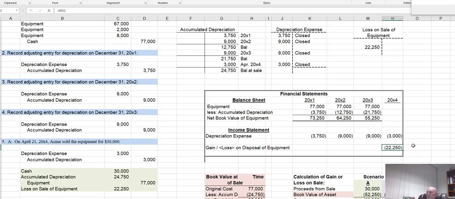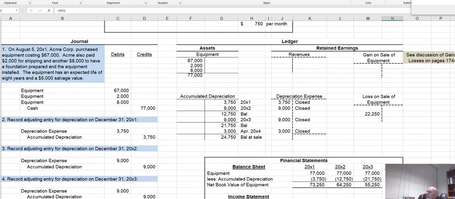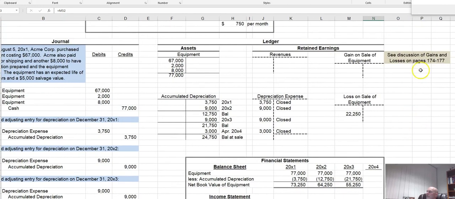They're distinguished. In fact, up here on the Excel file, I make a note that there's a discussion of gains and losses on these pages, 174 to 177, and you'll find a little chart there showing how gains and losses are just kind of off to the side. They're not part of the core operations like revenues and expenses. But gains do increase income, so they're credits, and losses decrease income, so they're debits.